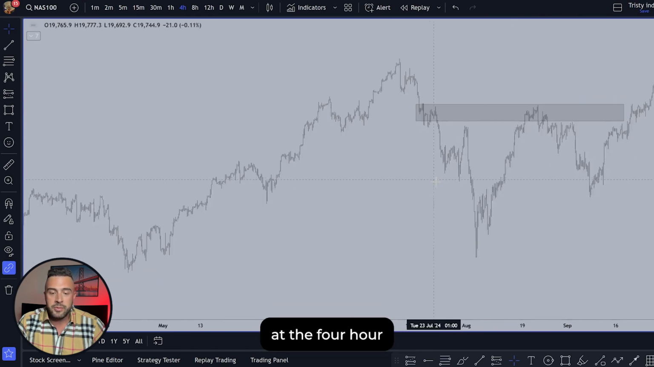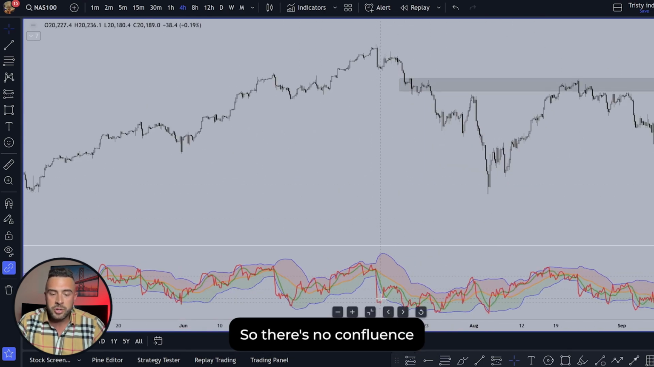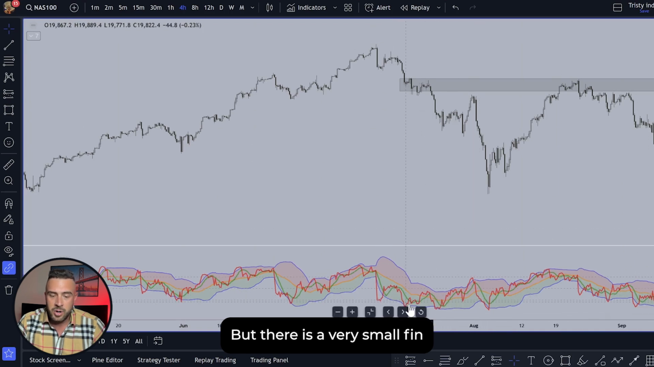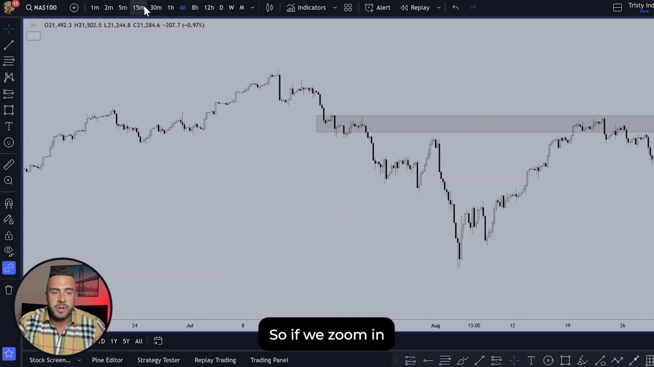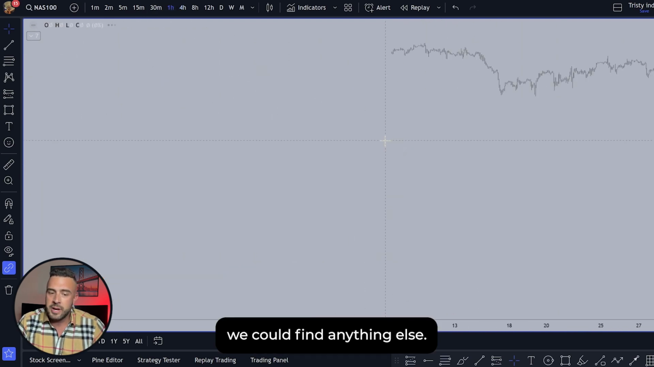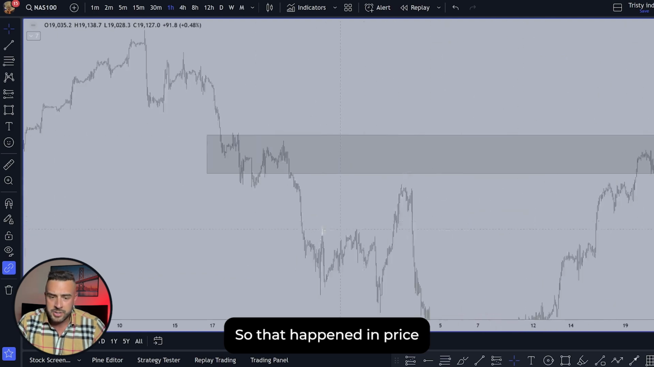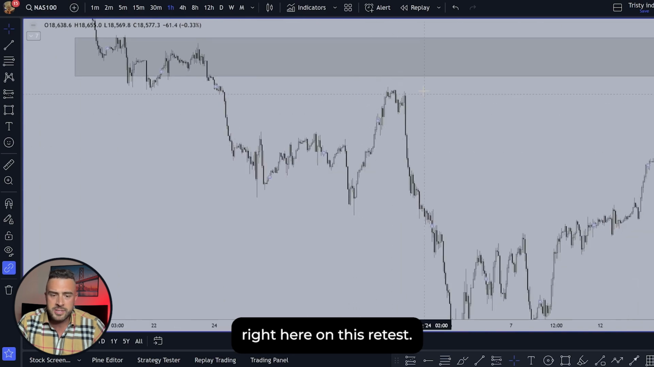If you look at the 4-hour time frame here, what do we have? There's no confluence for this right here. There's nothing right here, but there is a very small fin right here. We slightly pierce the band on this retest. So if we zoom in even closer, let's see if we can find anything else. That happened in price right here on the 1-hour time frame, on this retest.